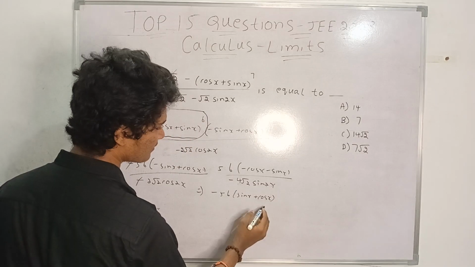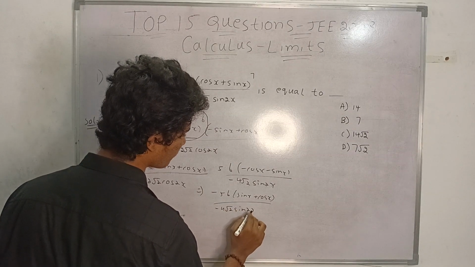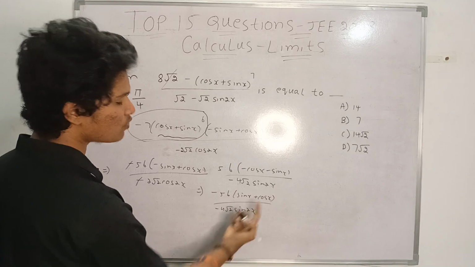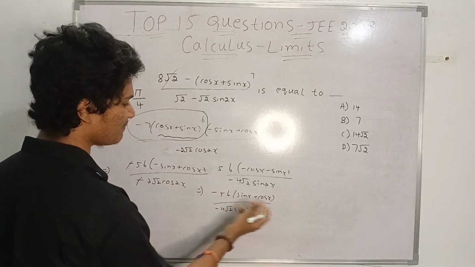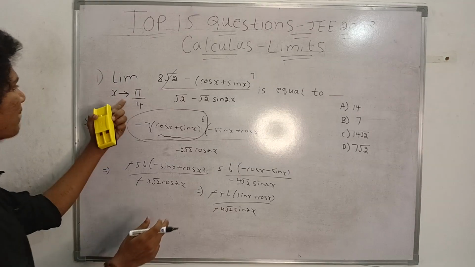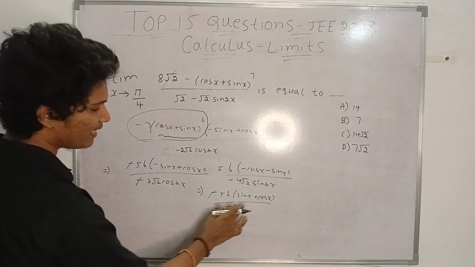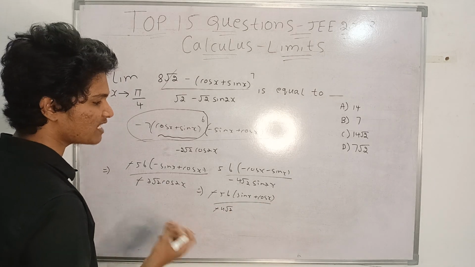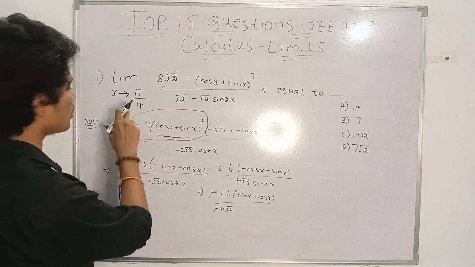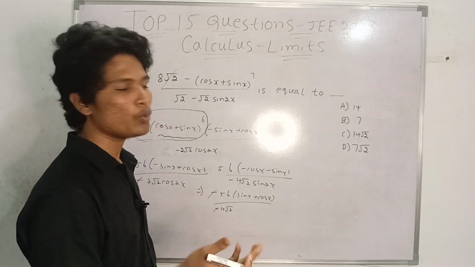Sin x plus cos x divided by minus 4 root 2 into sin 2x. Here sin x plus cos x, what is the value of sin x plus cos x? Here the minus will get cancelled, and when we apply pi by 4 here, it will become 1. So you can remove this, and here it is sin x plus cos x. What is the value of sin x plus cos x here? The value of sin x plus cos x is 1 by root 2 plus 1 by root 2, it is 2 by root 2, it is root 2 only.